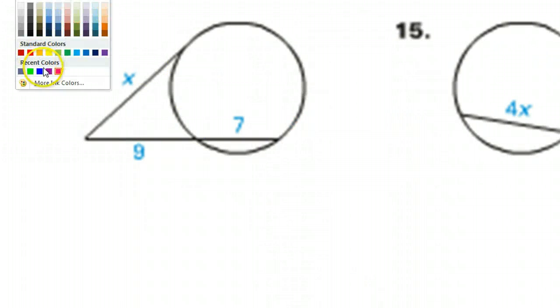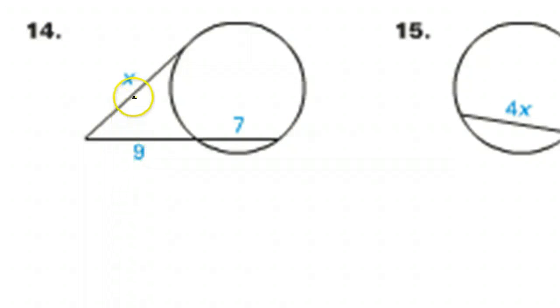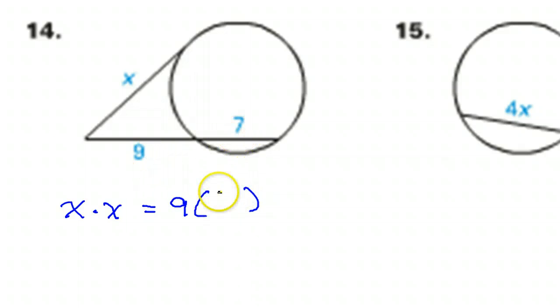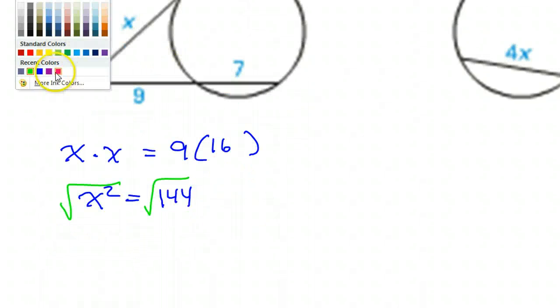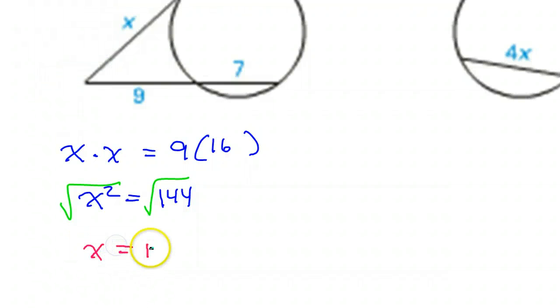Alright, similarly on number 14, might as well start with this one. The x is the part and the whole. So part times whole would be like x times x, and you might as well just write x squared. Now here I'm doing part times whole. 9 is the part. The whole is 9 plus 7, so that's 16. Alright, so I've got x squared equals whatever that is. 144. How do we unsquare things, you ask? Well, we take the square root. And that gives us x equals 12.